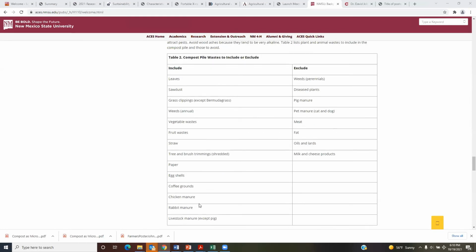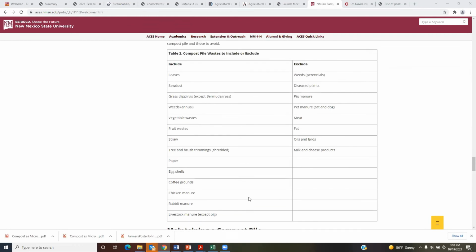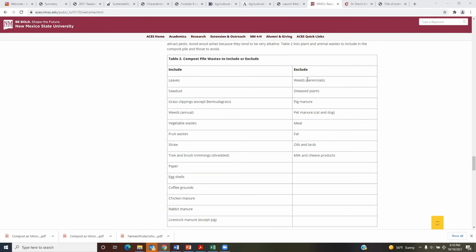They mentioned manure: rabbit, chicken, livestock manure, except for pig, excluding these weeds, these perennials like bindweed. You don't want bindweed to get reestablished in the compost pile. Diseased plants: the reason you don't want to put diseased plants on is because you may not get your compost pile hot enough to kill that pathogen, and you may just be inoculating your soil with something that may have been diseased.